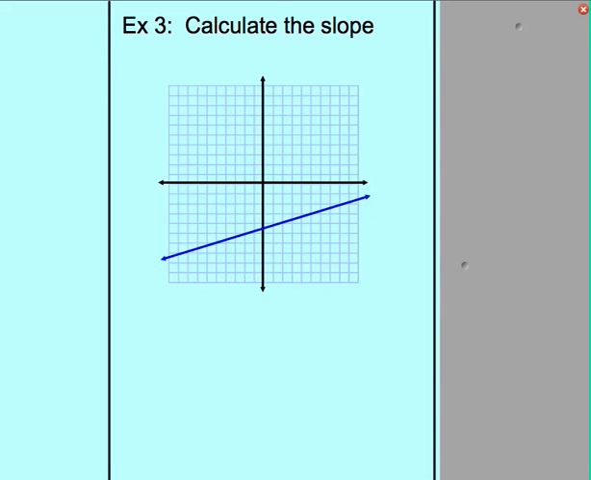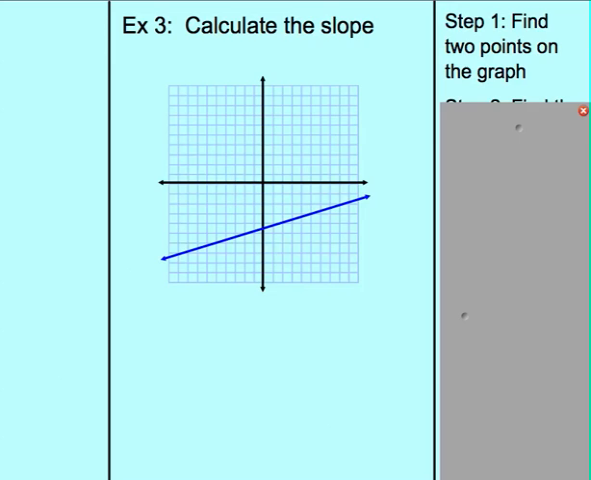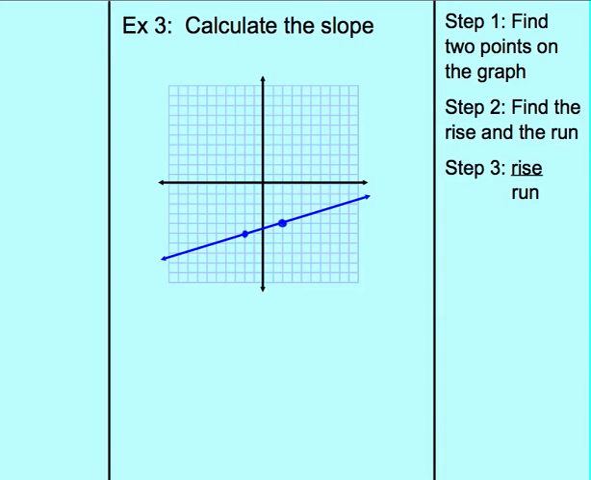Third example, same process, find 2 nice coordinates on the graph. Looking through my graph, I'm seeing this looks like a pretty nice coordinate, and that one as well. So I'm going to use those 2 points. Find the rise and the run. In this case, I have a rise of 1 and a run of 1, 2, 3, 4. The line is rising from left to right, so I know my slope is positive.